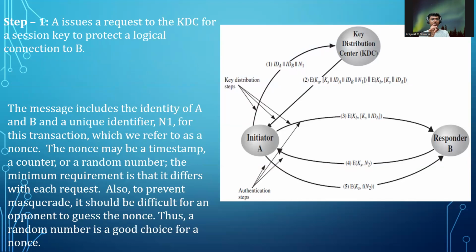Step 1. A issues a request to the KDC for a session key to protect a logical connection to B. The message includes the identity of A and B and a unique identifier N1 for this transaction, which we refer to as a nonce. The nonce may be a timestamp, a counter, or a random number. The minimum requirement is that it differs with each request. Also, to prevent masquerade, it should be difficult for an opponent to guess the nonce. Thus, a random number is a good choice for N1.